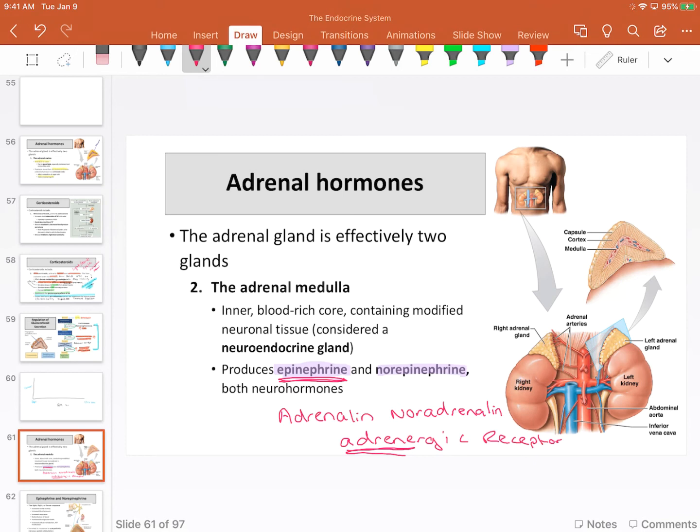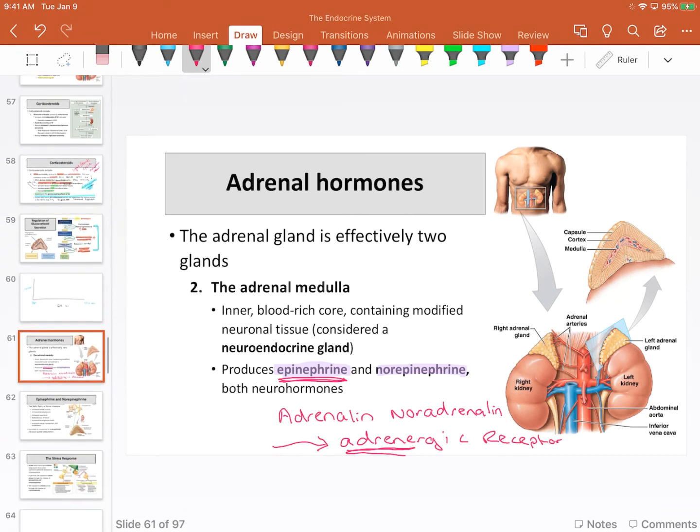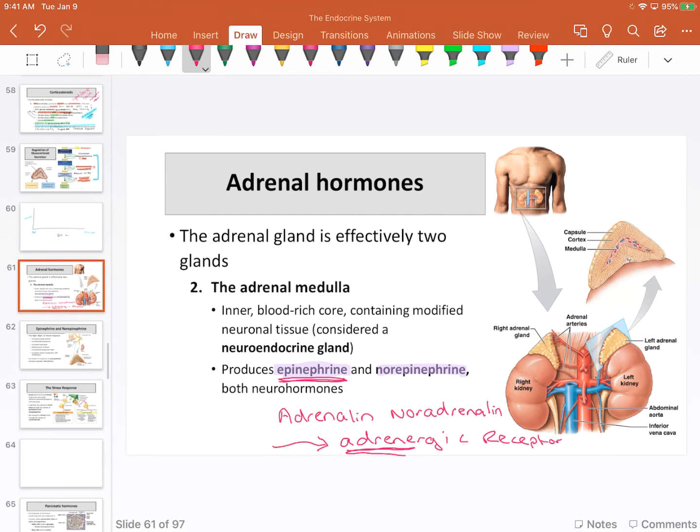There are actually several different types of adrenergic receptors. There's alpha 1, alpha 2, beta 1, beta 2, beta 3. We'll get into those different varieties, not all of them, but later on in the semester. For right now, just know that it's a tissue-specific effect, which means certain tissues will respond in one way and other tissues will respond in another way.